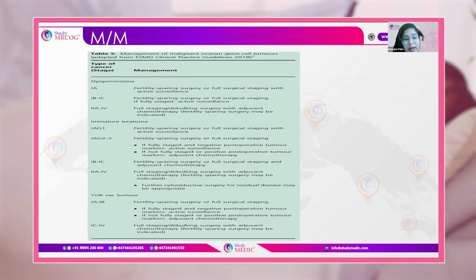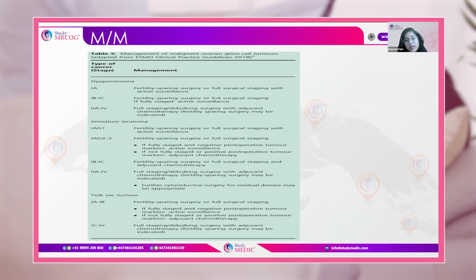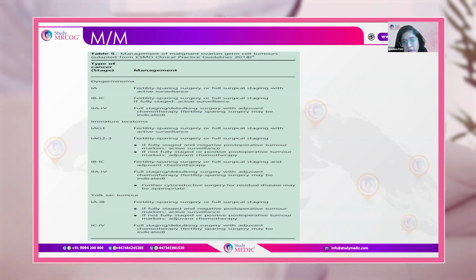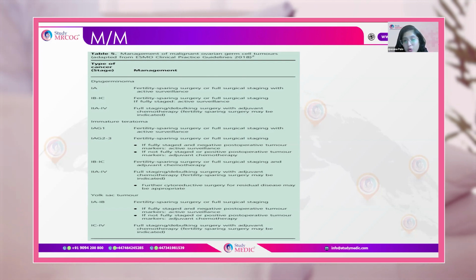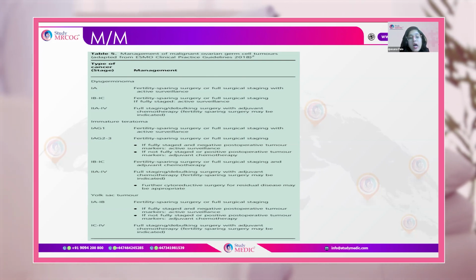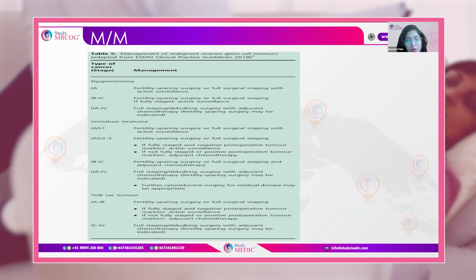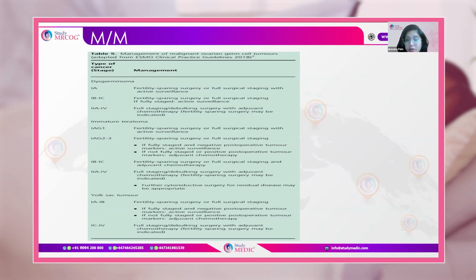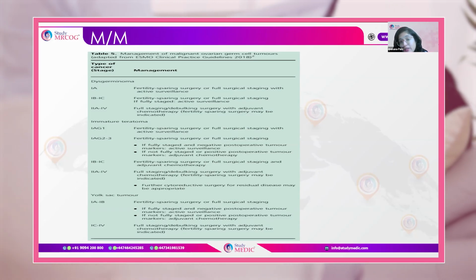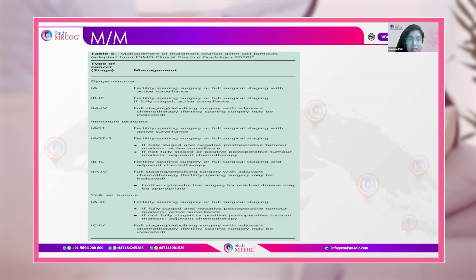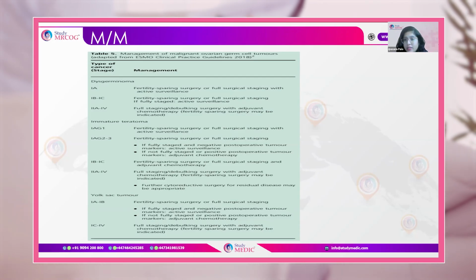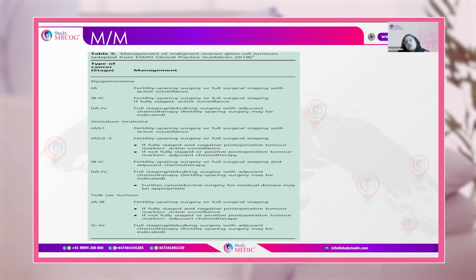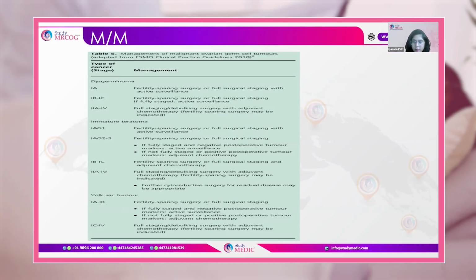Immature teratoma, in case of 1A grade 1, you can go for a fertility sparing surgery or full staging surgery with active surveillance. Only in grade 1, you can go for active surveillance. However, in 1A grade 2 onwards, in case it is fully staged and negative postoperative tumor markers, you can go for active surveillance. But in case it is not fully staged, then you should go for adjuvant chemotherapy. So please remember, for 1A grade 1, usually in immature teratoma, we omit chemotherapy.